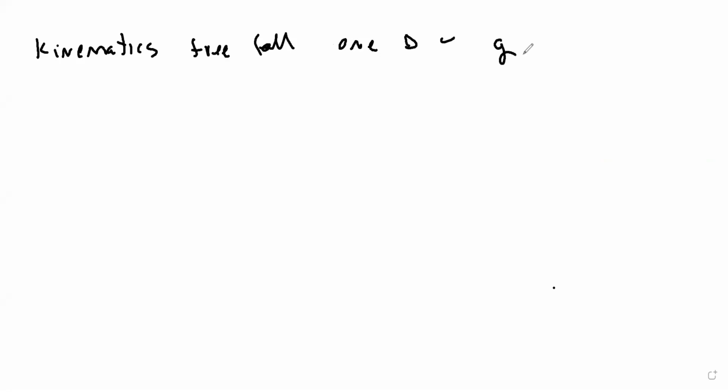We're going to do a problem about kinematics. And this is going to be free fall. And free fall is in one dimension, 1D. And the acceleration is going to be g, minus g equal to the acceleration. And it's going to be motion in one dimension. It's going to be motion with constant acceleration.